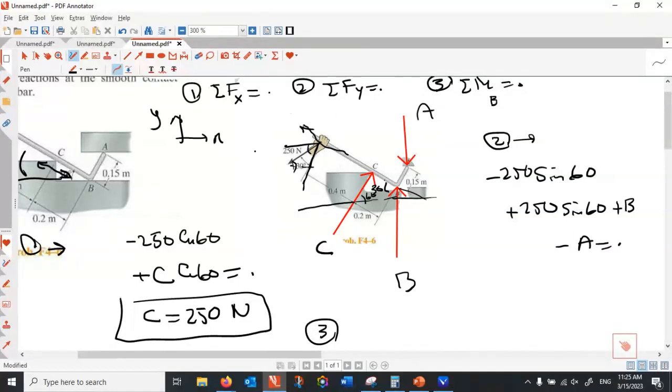And that makes a positive rotation. And the arm of rotation is 0.4 plus 0.2, 0.6. C is normal to the rod, so the arm of rotation is 0.2. We have the magnitude. That makes a negative rotation. B doesn't make any rotation. A makes a negative rotation, but the arm of rotation is 0.15 multiplied by cos of this angle.